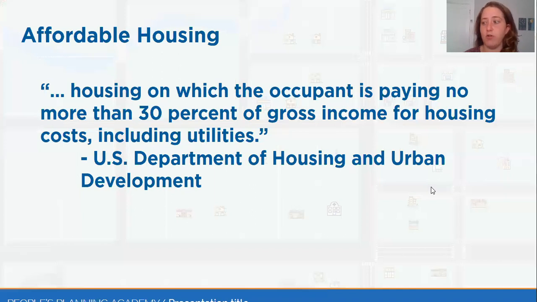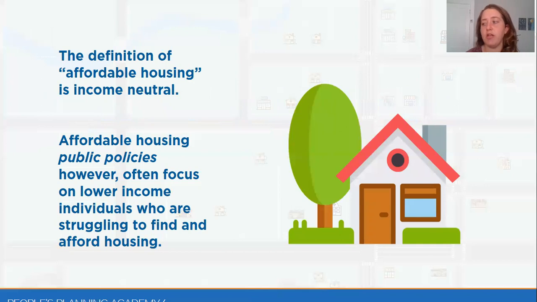So what is affordable housing? The technical definition of affordable housing is housing on which the occupant is paying no more than 30% of their gross income for housing costs, including utilities. So the definition is income neutral and is not synonymous with low income housing.